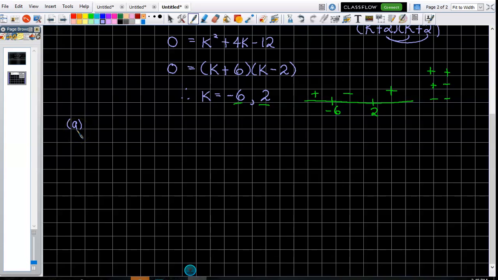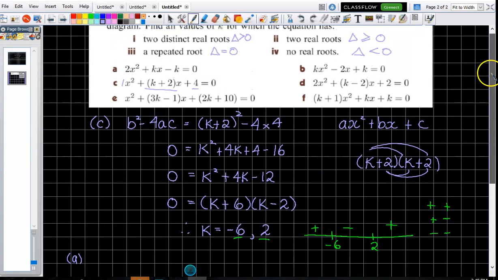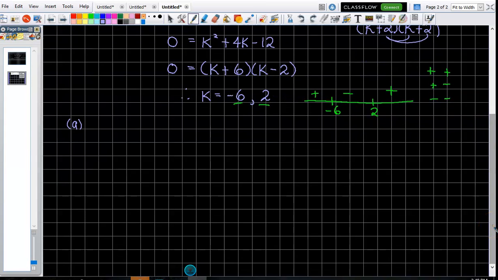Okay, so if you have the questions in front of you right at the beginning, it said, when did you have 2 distinct real roots? So that's, when is this greater than 0? So we want to say when k is less than minus 6 and when k is greater than 2. So we say k less than minus 6, k greater than 2.